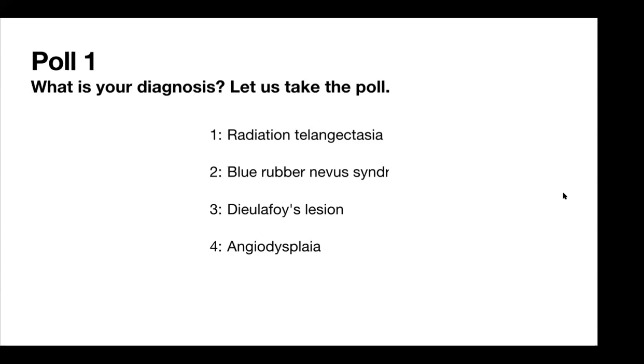So, for the sake of getting used to how to do a poll, I would like to ask you this question. What is your diagnosis? Let us take the poll survey. So is it a radiation telangiectasia? Is it a blue rubber bleb nevus syndrome? Or is it a Dieulafoy lesion? Or is it an angiodysplastic lesion? I'm sorry for that typo there.